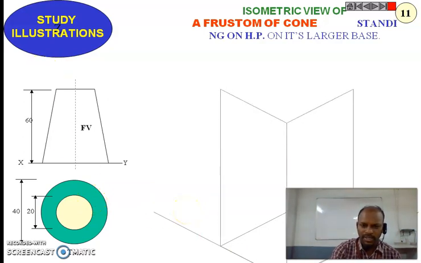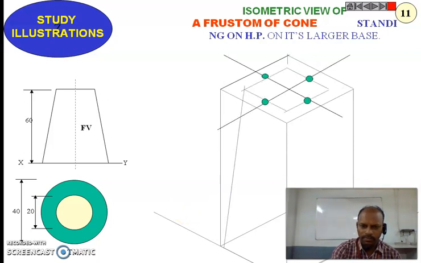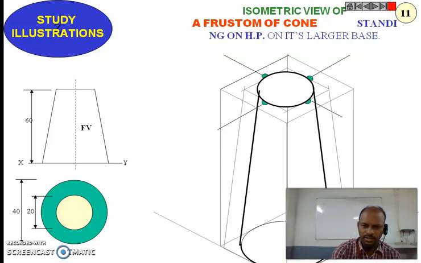So first I will create the big circle at the bottom and the small circle at the top using the four center method again. The advantage of the four center method is that you need not use freehand to draw the curve. You can directly use the compass to get the ellipses. Tangentially you can join both ellipses, and that represents the isometric view of the given frustum of a cone. I hope you will be able to answer any remaining isometric views. Okay, thank you.